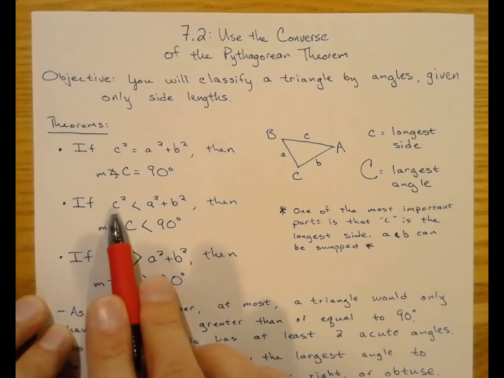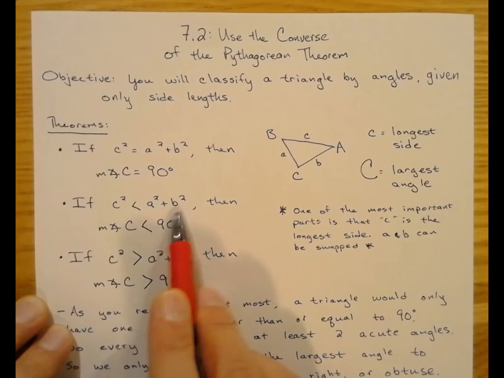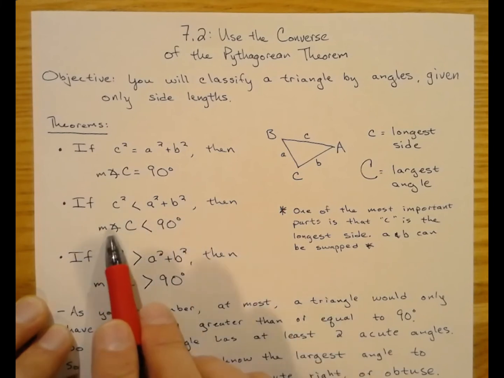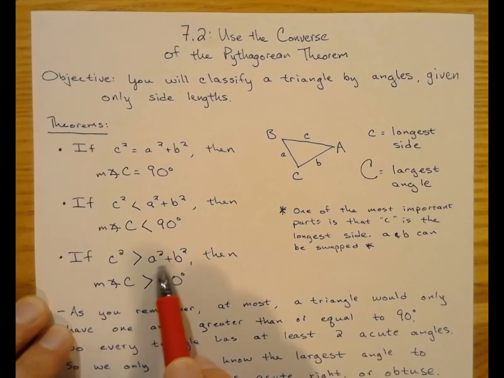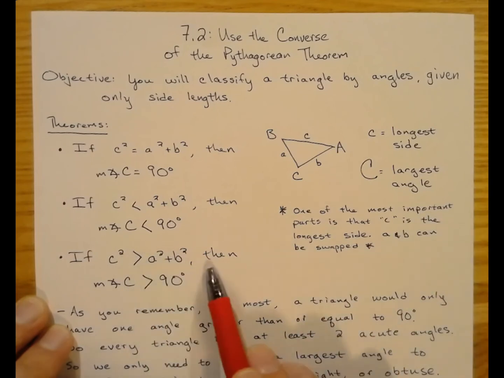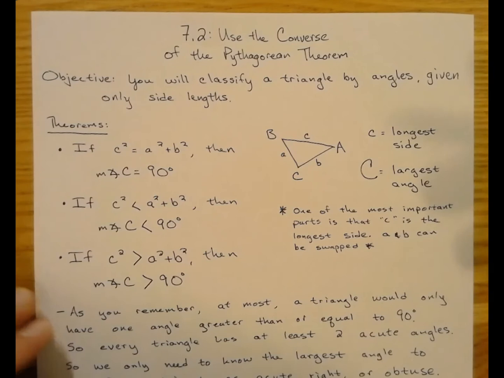And so if the longest side squared is less than the sum of the other two sides squared, then the measure of angle C is less than 90 degrees. The triangle will be acute. If the longest side squared is greater than the sum of the squares of the other two sides, then the measure of angle C is greater than 90 degrees, and the triangle will be obtuse.